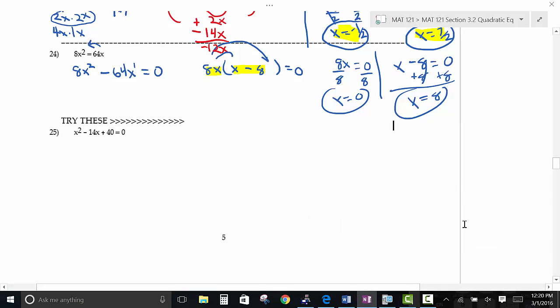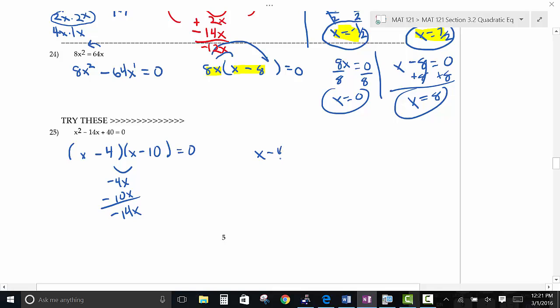What we got going on now? So with this 25, you should have done x and x, of course. And then what did you use for the 40? 4 and 10. Good. And then the signs are going to go minus and minus because you want to end up with a negative 4x and negative 10x, adding up to negative 14x. So now it's just a matter of doing this.